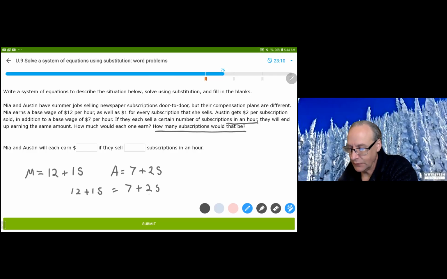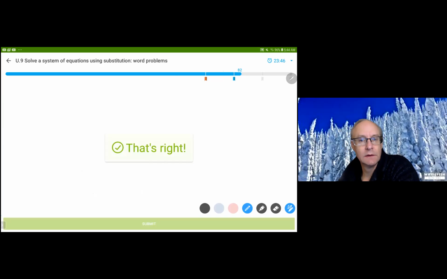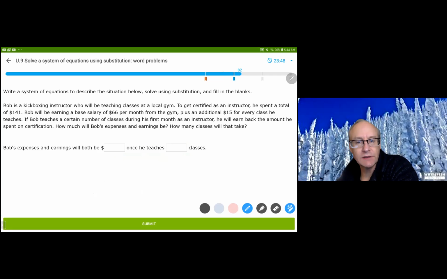So I'm going to go ahead and subtract the 1s from both sides. And at the same time, I'm going to subtract the 7. I hope that's clear. Subtracting s, I'm subtracting 7, and I get s is equal to 5 subscriptions. So if Mia sells 5, she's going to get $17. If Austin sells 5, he's going to get $17. $17 for selling 5 subscriptions. Pretty amazing salespeople. And there we go. Let's pause it for just a second, make sure it updates okay.